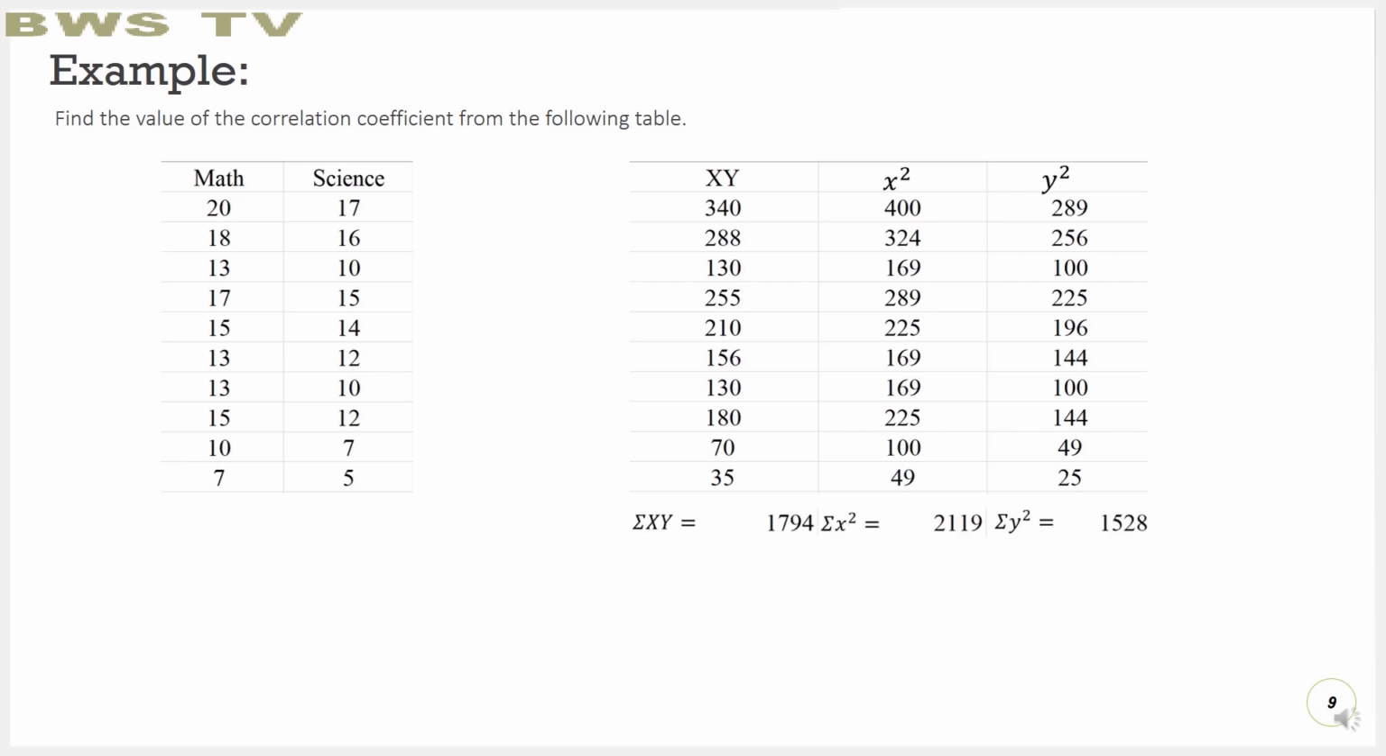Then we have the summation of xy. To get that, add all the numbers under the column xy, and it equals 1794. Same with the other summations, add the numbers in each column. Under x squared, we have 2100. Under y squared, it's 1528. Under x, 141, and under y, 118. Then count how many numbers there are all in all, and that's your n. So there are 10 numbers, or n is 10.